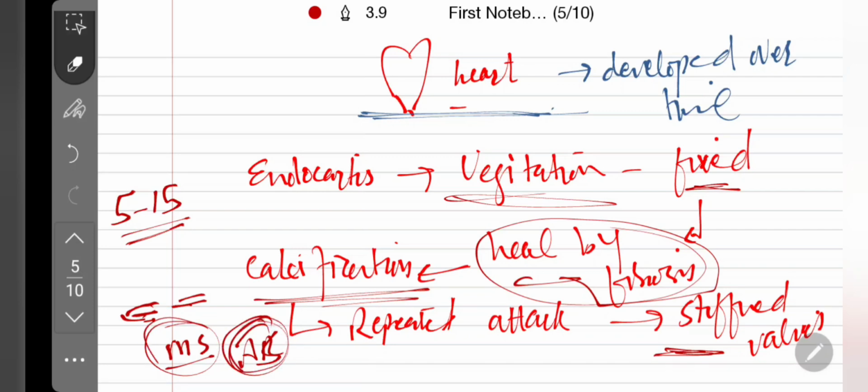So you can see from this that this is not a short-term thing. It develops over a number of repeated attacks, and it takes time to develop this rheumatic valvular disease.